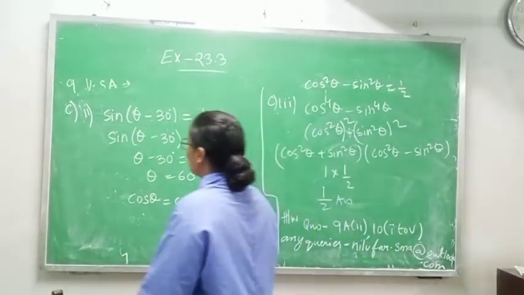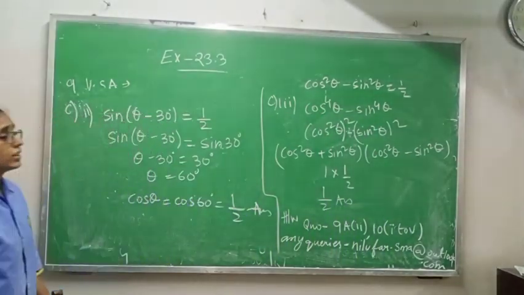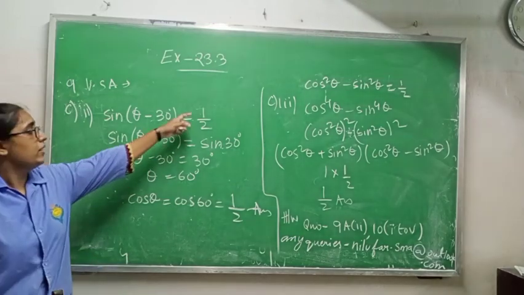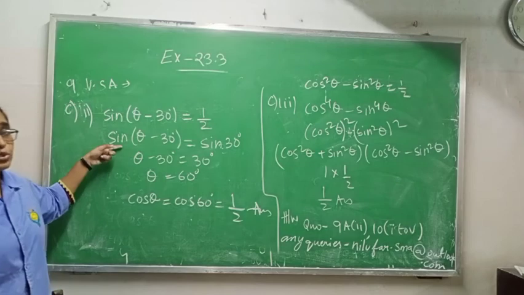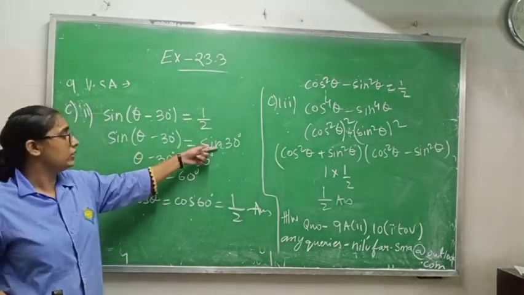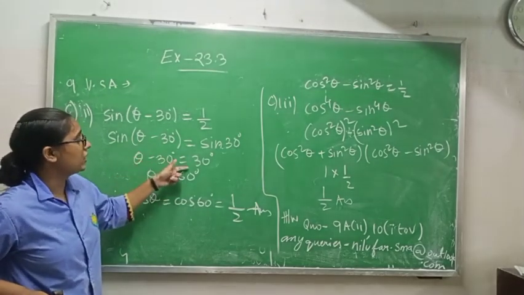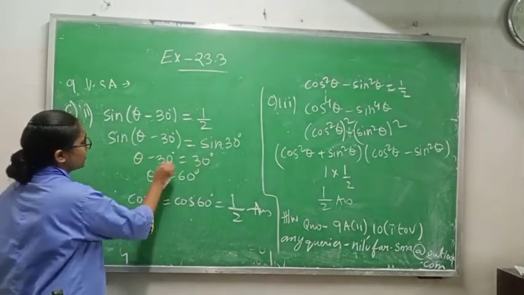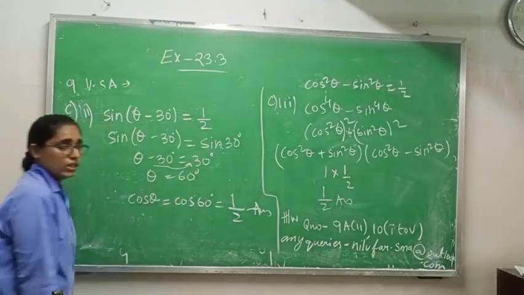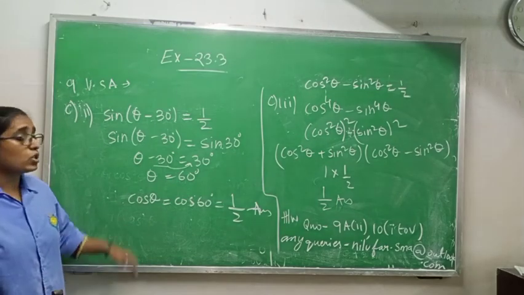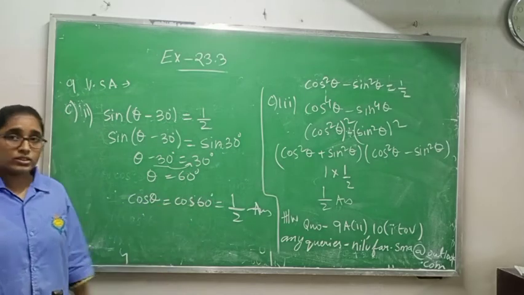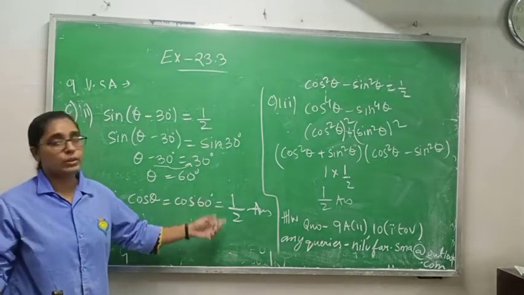So first of all, using this one, sin of theta minus 30 degree equals half, you have to find the value of theta. When you have half value in terms of sin, sin 30 degree value is half. Now sin will nullify, you will get theta minus 30 degree equals 30 degree. This minus 30 degree will come to this side, it will become plus, and you will get theta equals 60 degree. Now they are asking the cos theta value, means in place of theta you will put 60 degree. So cos 60 degree equals 1 by 2. This is the answer.